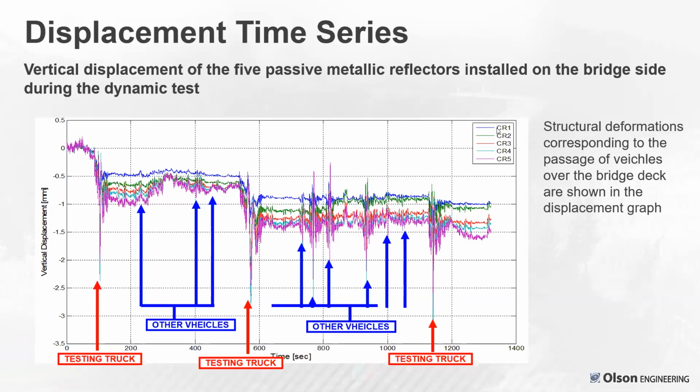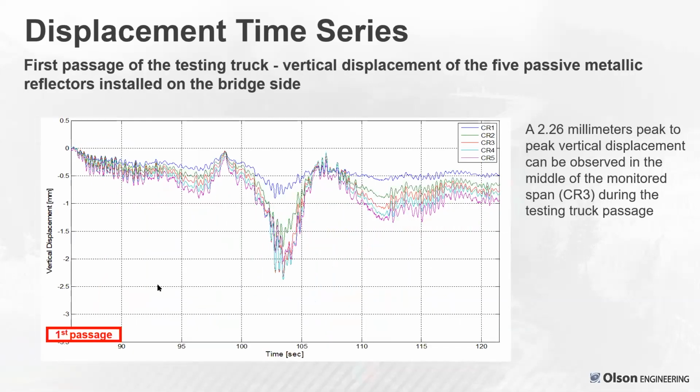And this is showing all 5 of the corner reflectors there. You can see the CR is corner reflector 1 through 5 and the different colors. So again, we're able to monitor all 5 of those reflectors simultaneously and show that displacement data that's occurring.